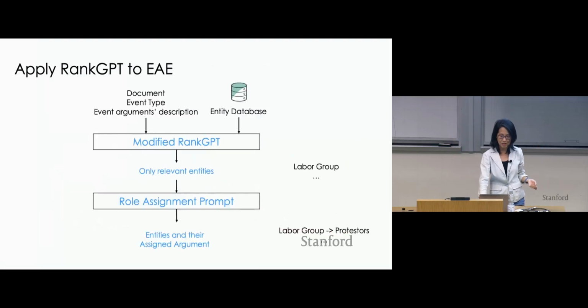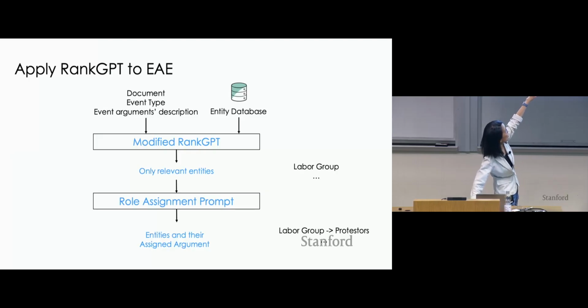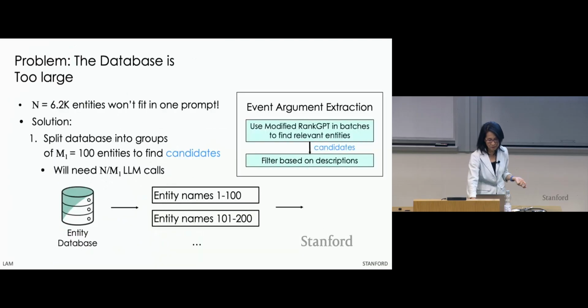So we adapted this for this problem. Instead of the query, we say, here is a document, the event type, the arguments, and the description. Here is the list of entities and their descriptions. Then we find the relevant entities, and then we have to assign the entities into their roles. So we split it into two parts. That's the prompt for it.